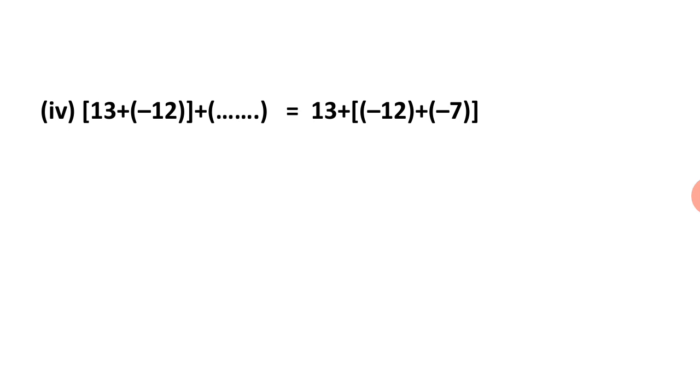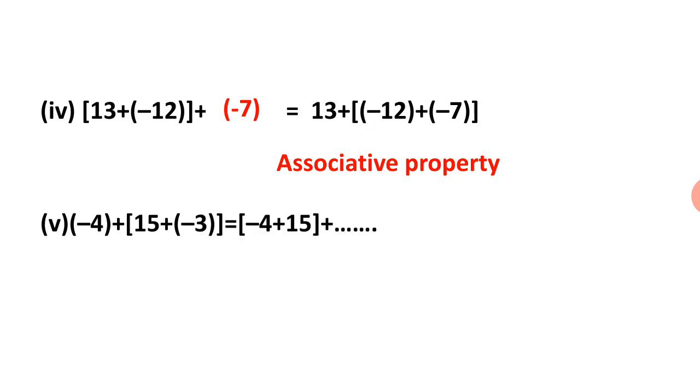The next, you can see that one number is missing over there and that number has to be -7. And which property is it? It is nothing but associative property. You can add in any order, the answer remains the same. Now, next, that is the last one here. Again, you are going to use the associative property. And which number is missing? It is -3. So, the answer here will be -3 and the property used is associative property.